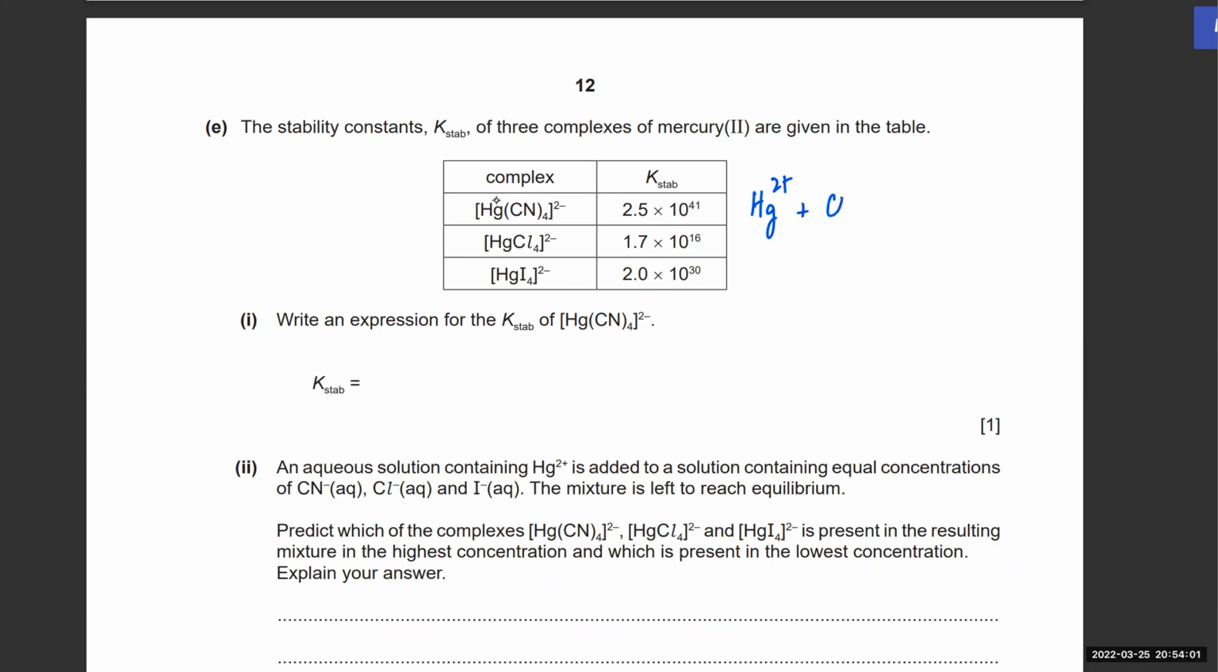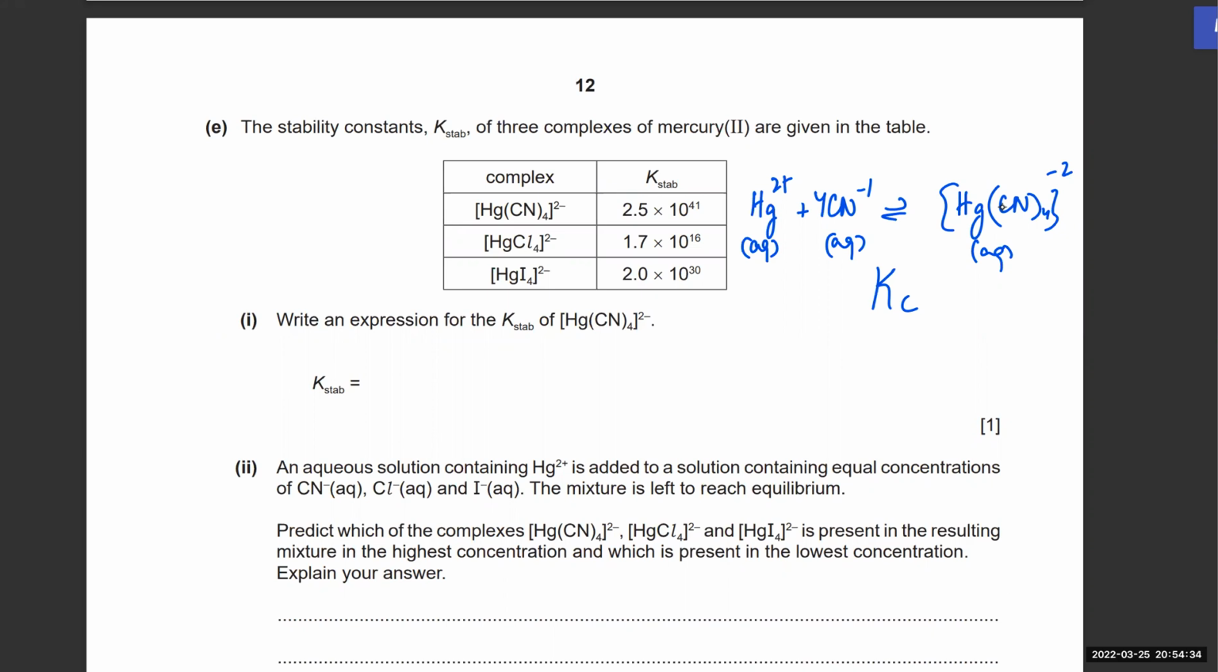So what is the ligand exchange that's happening? There would be 4 CN- ions coming in. There's going to be an equilibrium reaction. This is aqueous, and it would form HgCN4, and the overall charge would be -2. So that's the ligand exchange that's happening: to an aqueous ion, you add CN- and it forms this. The stability constant is the Kc for this reaction.